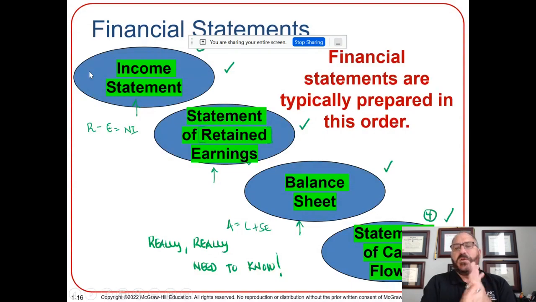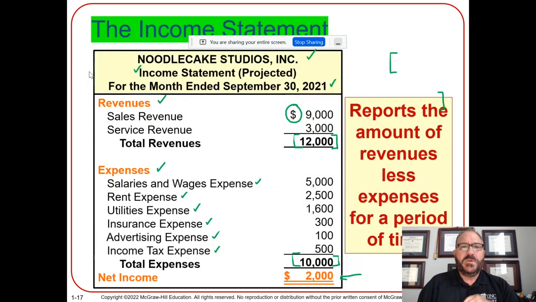All right, folks, part 3 from chapter 1. Let's take a look at these different statements, okay? All right, so the first one, income statement. Couple things to notice here. First, look, here's the name of the company up top.